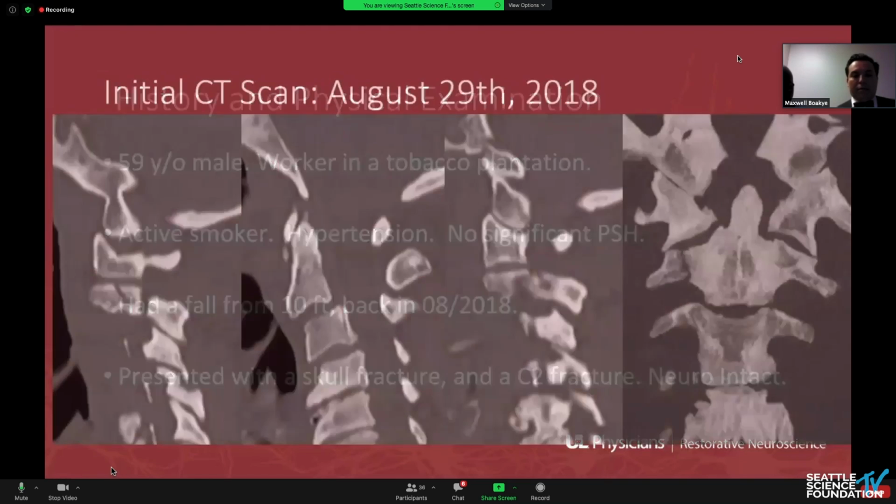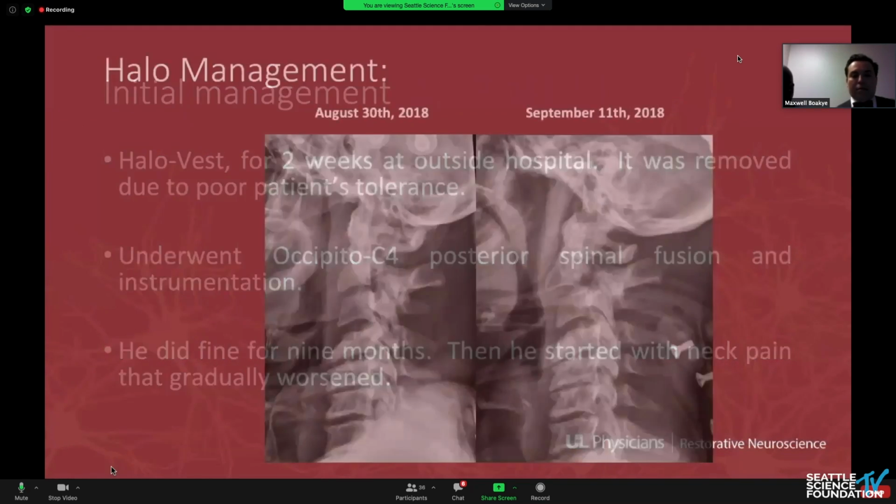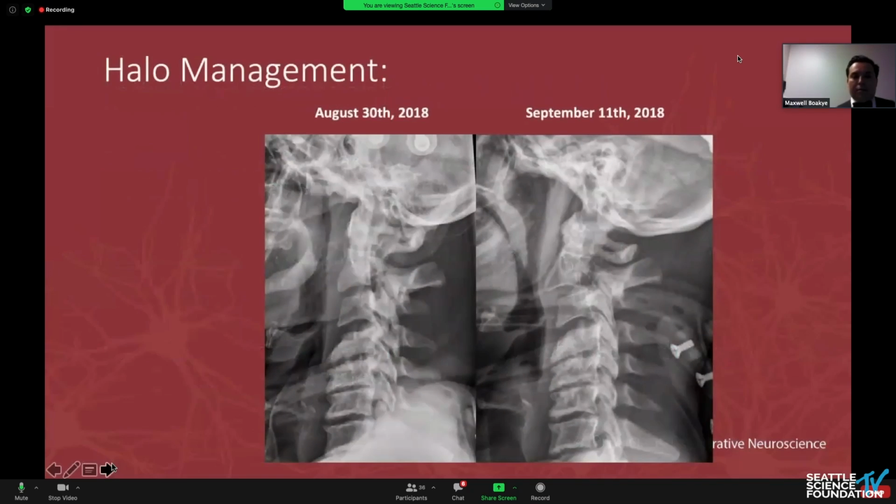So there's kind of two ways to manage this. I think if you look at the initial injury, it doesn't look that bad on the plain x-rays. But I'm sure, if you look carefully at the MRI and the CT scan, one of the things that is always concerning is there's more injury to the soft tissue, ligaments, and discs. So I think this was managed appropriately.